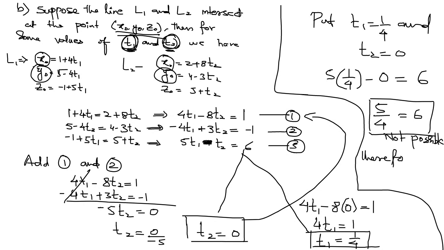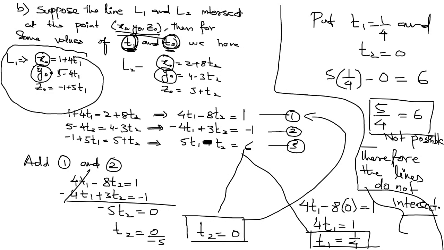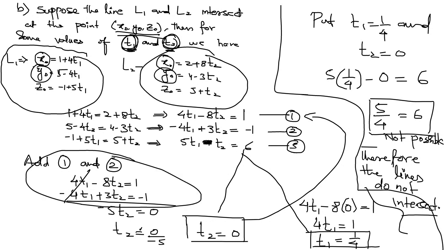So therefore, the lines do not intersect. Is this okay? So what you do, you take for line 1 t1 and for line 2 t2, compare the values, and you add the first two equations, and you will get t1 and t2. Put t1 and t2 in the third equation, and you will find that these t1 and t2 do not satisfy. When they are not satisfied, that means the lines do not intersect each other. Okay, so is this clear?